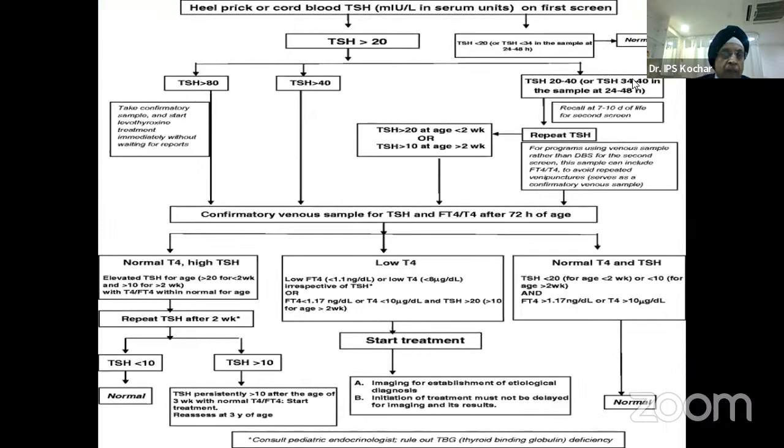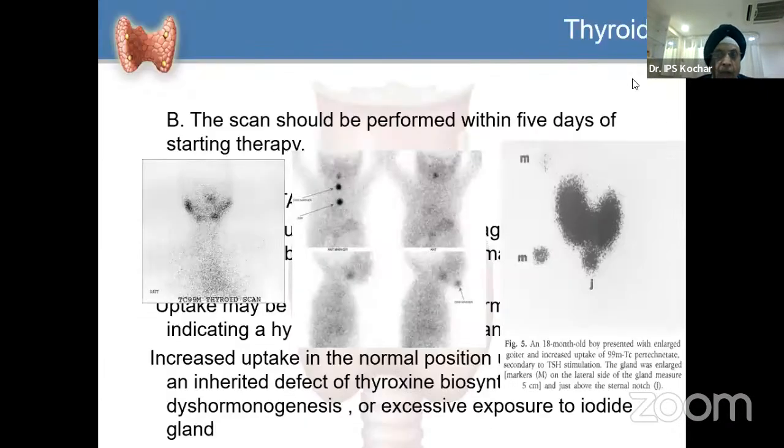This is just a big table, the same thing I told you already, so we'll not go through it. Now, it is very common that my patient has a TSH of 24 and I'm sending him for a scan. The scan should be performed within 5 days of treatment. That's very important. You should never delay the treatment if you don't have a scan available. Start the treatment immediately, but within 5 days of starting, you must do the scan.